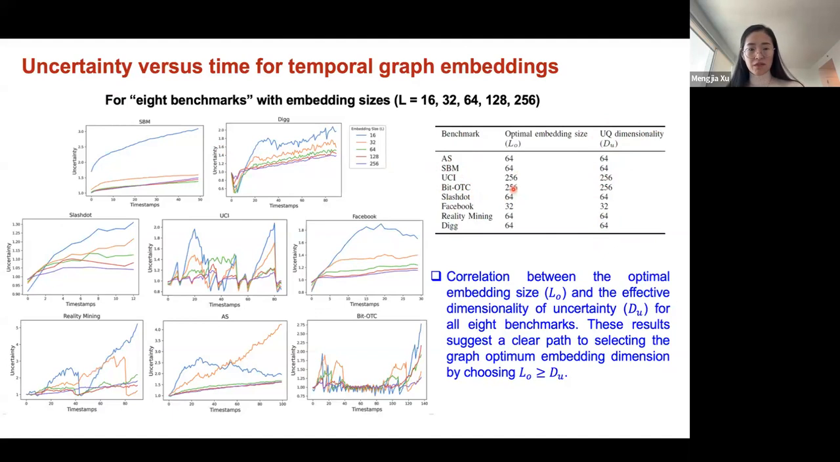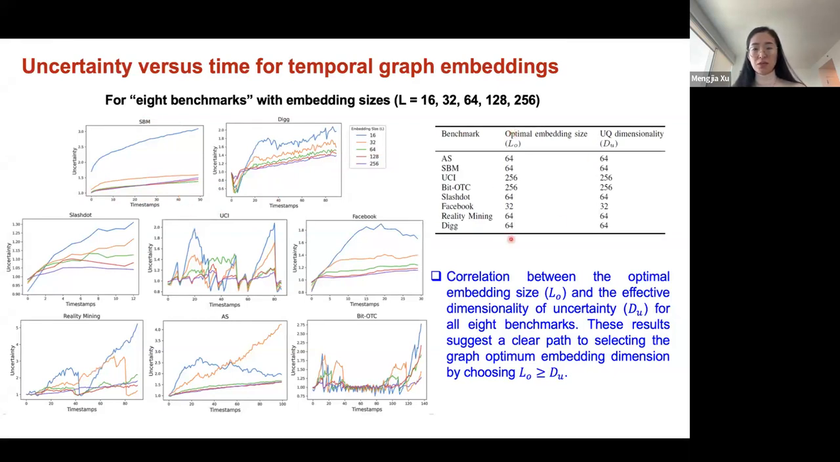For example, we can find, the SBM here is 64. We can see 64 is the green curve, and 64 has a very small uncertainty. Actually there are others, like 128 and 256, that are all very close to each other, but we will choose the smallest one because we don't want to use a larger embedding size. That will increase the computational cost.